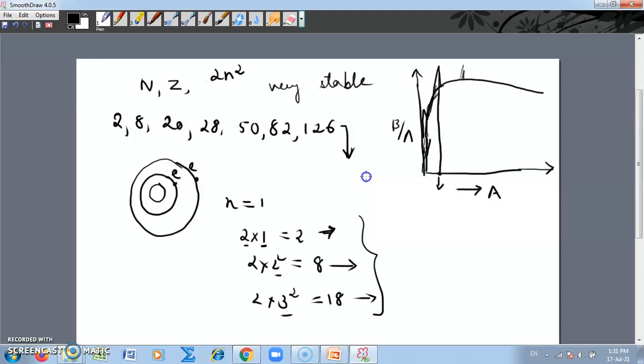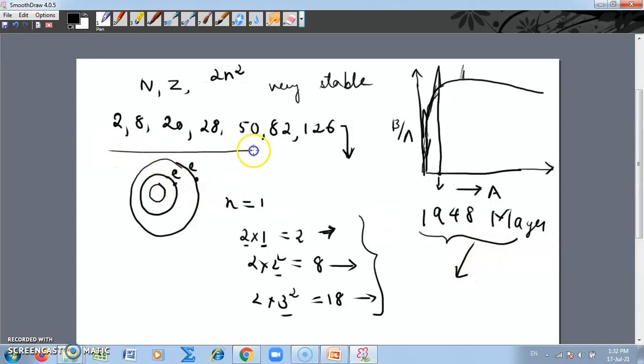So with this idea, the nuclear shell model was adopted, and actually it was quite late, in 1948, that Mayer suggested it, based on the abundance of nuclei in nature. It is found that those elements which have N or Z or both N and Z as these numbers are very abundant in nature.